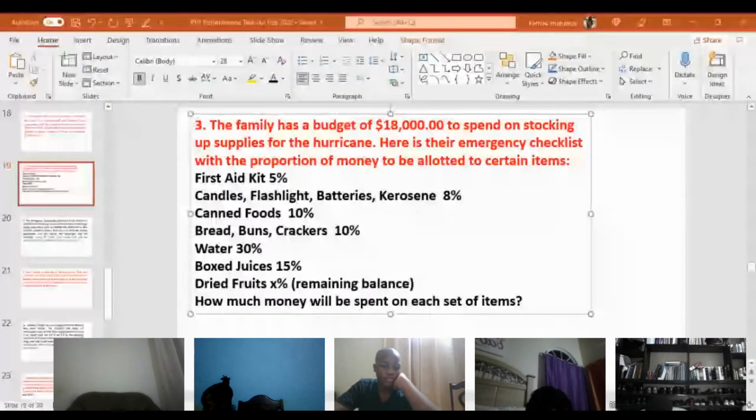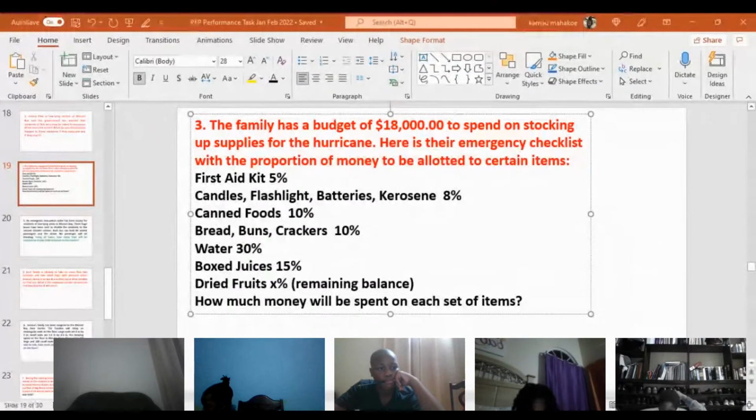How about the water? Miss, 5,400. $5,400. And we got that by finding what? 30% of 18,000. So 30 over 100 times 18,000. Ashlyn is also saying 5,400. And the last one, that was what again?